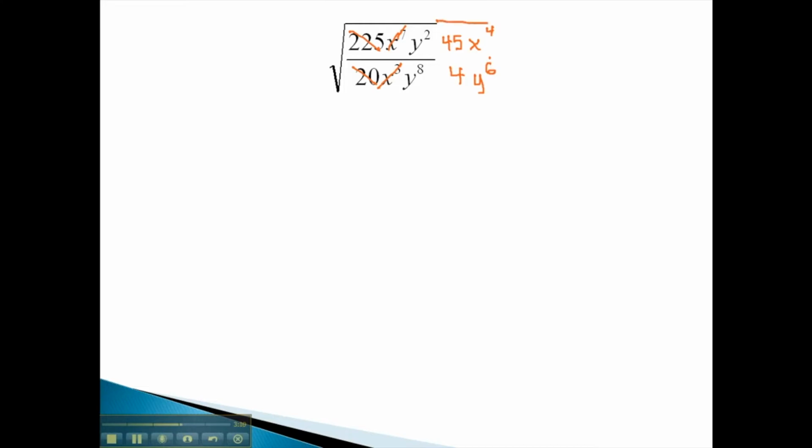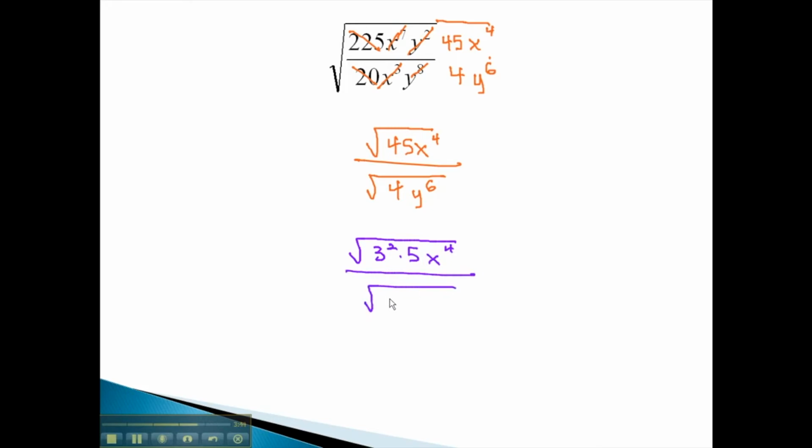Let's now write this as two separate radicals. In the numerator, what's left is just the square root of 45 x to the 4th. In the denominator, what's left is the square root of 4 y to the 6th. We are now ready to simplify the individual radicals. Finding the prime factorizations of our numbers, 45 is 3 squared times 5 with x to the 4th. And in the denominator, 4 is 2 squared times y to the 6th.